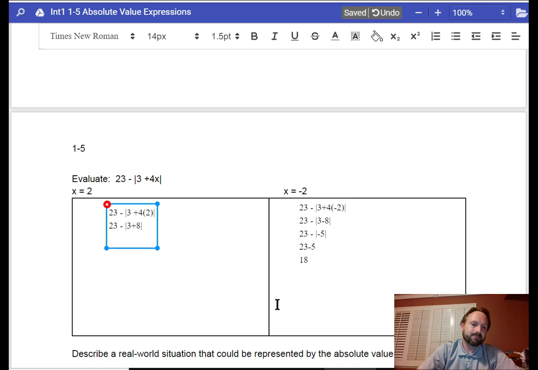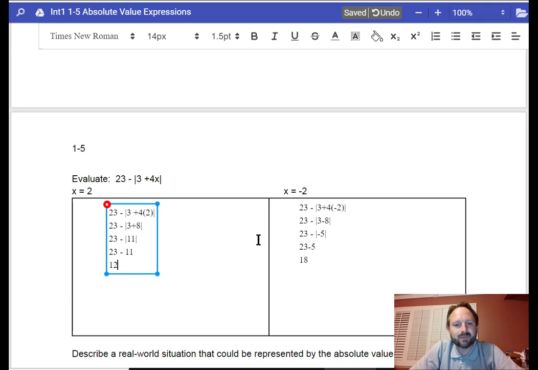Now back over here, we can see that we have 3 plus 8. So 3 plus 8 is 11. Quite different from what we got on the other side, because we're reversed on the camera. And we get 23 minus the absolute value of 11, which is 11. And then we get 12. So what I like to think is absolute value, just make it positive. You're done. Let's go on.